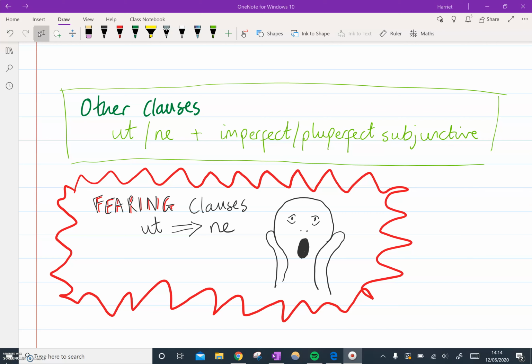So where a normal clause contains either ut or ne if it's negative, plus an imperfect or a pluperfect subjunctive, a fearing clause does not use ut, it only uses ne, and ne is not translated negatively. So it's almost like the word ut has become the word ne, but you just translate it as "that", rather than "not that". And that is the one rule that you have to follow for fearing clauses.